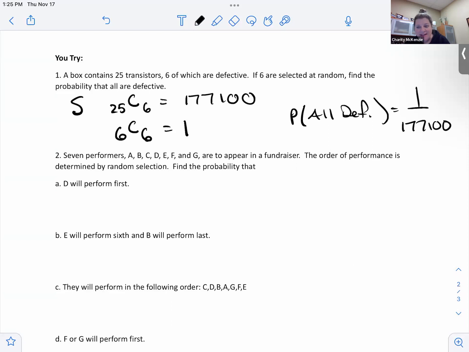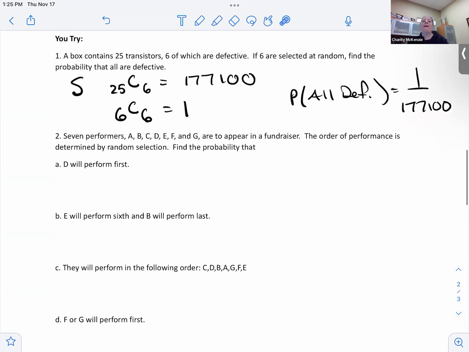Gosh, what's the probability of getting non-defective? How many are not defective? If there's 6 that are, then there's 19 not defective. So you could do like this, 19 choose 6, and that would be that we don't have any defective. Whatever that number is would be here over this. So you could have the probability of not defective might be a problem you have to do.